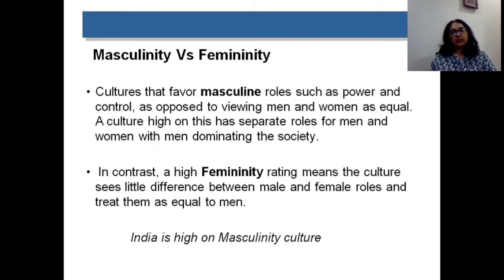Masculinity versus femininity is another value type which can be seen in different cultures. Masculinity is where the roles of men and women are not seen as equal, and there is a distinct separation of roles. Some roles are kept for men and some for women, and men are seen as dominating society. In India, which is high on masculinity, certain roles are kept for men and other roles for women, and women are generally seen in a nurturing role. This is as opposed to a culture which is high on femininity, where the difference between male and female roles is less, and they are treated as equal.